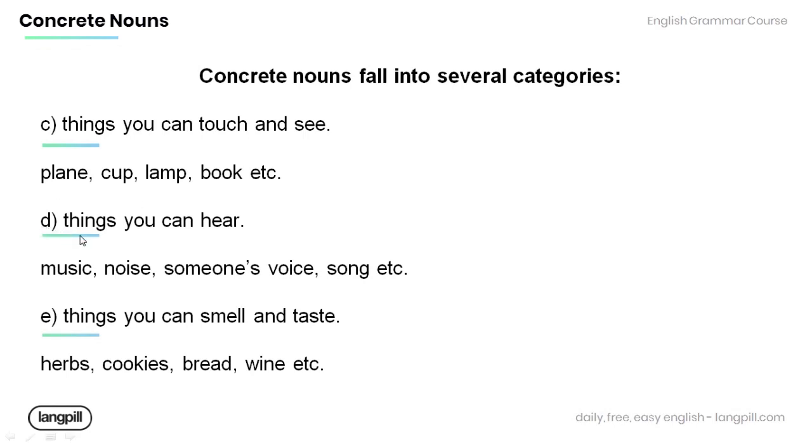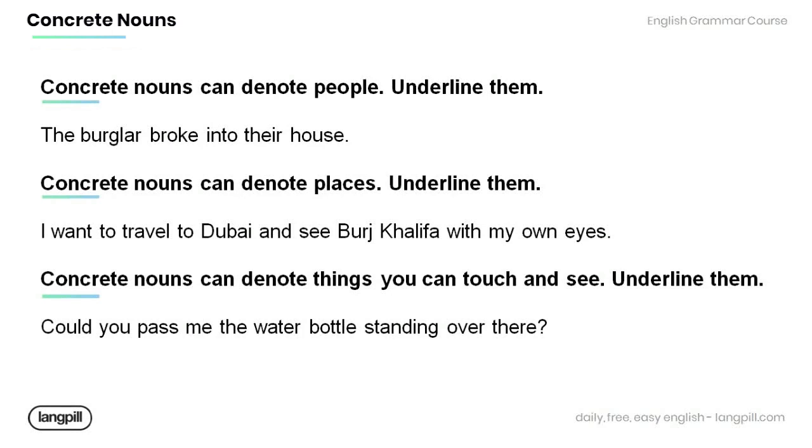D. Things you can hear. For example, music, noise, someone's voice, song, etc. E. Things you can smell and taste. For example, herbs, cookies, bread, wine, etc. Now remember that concrete nouns can denote people, places, or things you can touch and see.